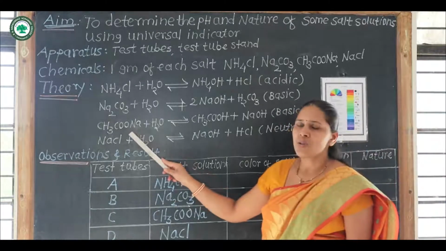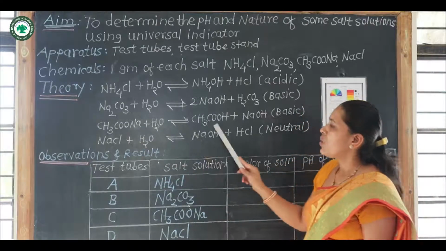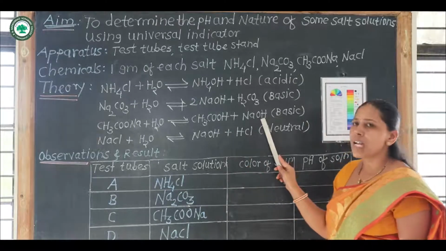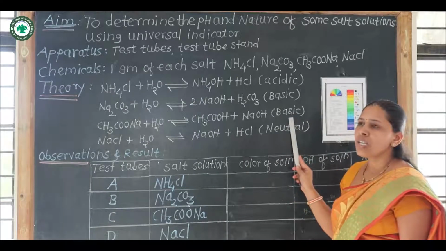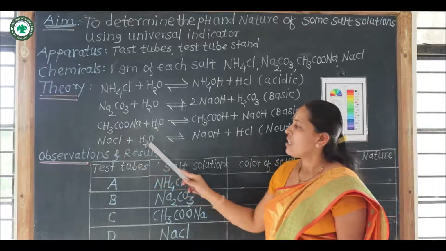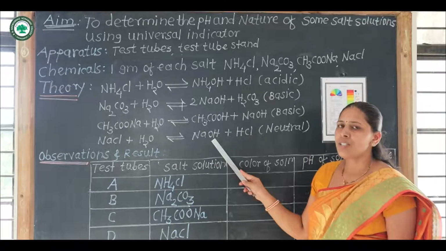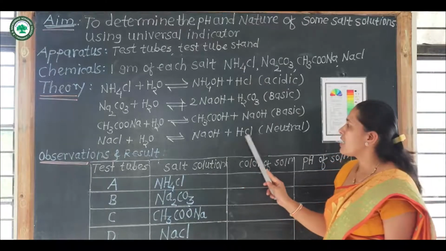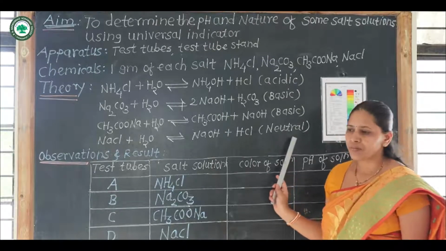The third salt is sodium acetate. When dissolved in water it forms acetic acid, which is a weak acid, and sodium hydroxide, which is a strong base, therefore the resulting solution will be basic. The fourth salt is sodium chloride. When dissolved in water it forms sodium hydroxide, which is a strong base, and hydrochloric acid, which is also a strong acid, therefore this solution becomes neutral.